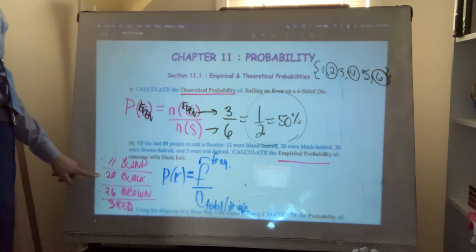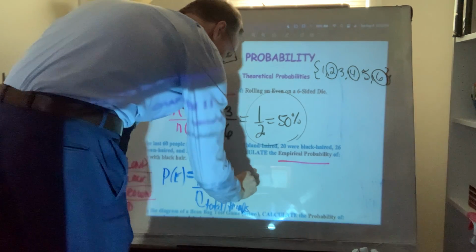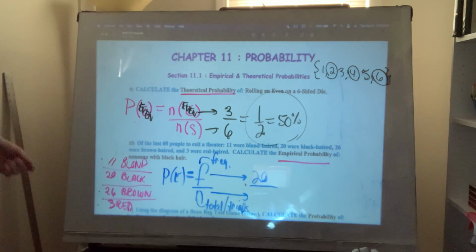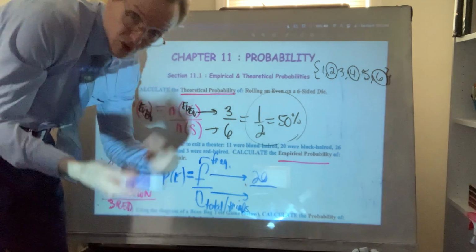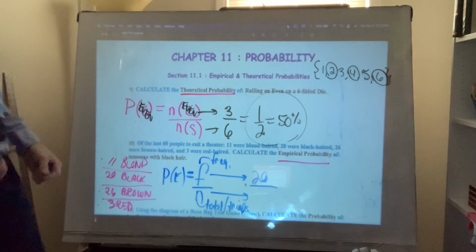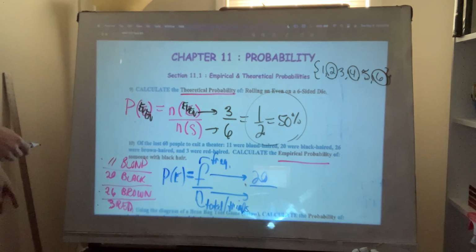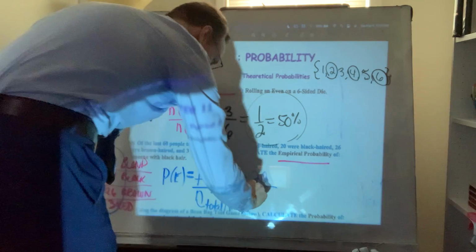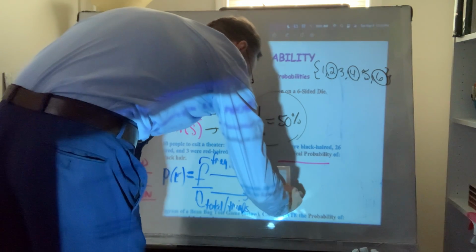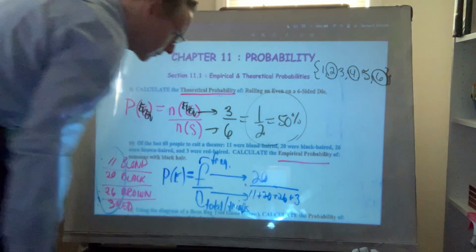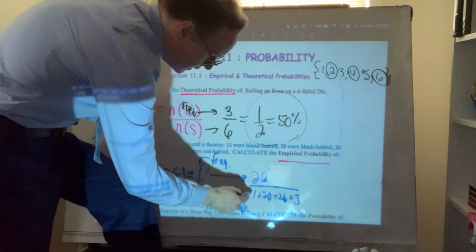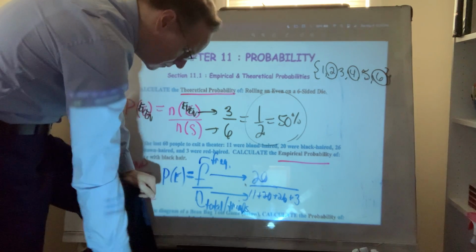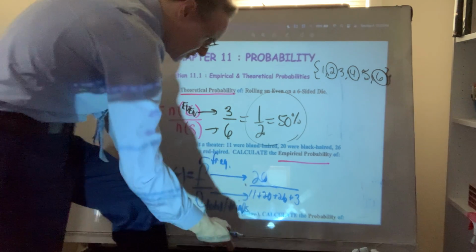Someone with black hair, the frequency of them is 20 people. The total number of people, and each person represents a trial, weirdly, but that's true. They're a person exiting the theater. You would have to add these up. So that would be 11 plus 20 plus 26 plus 3. That's 31. 31 plus 3 is 34. 34 plus 26 is 60.